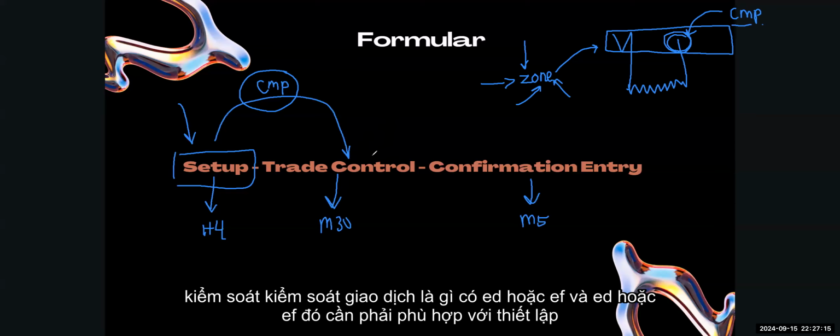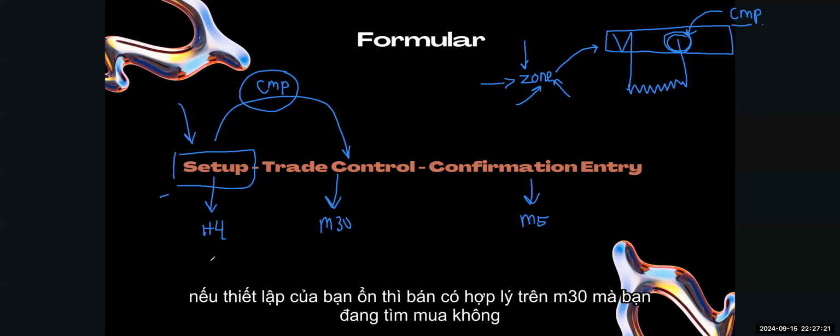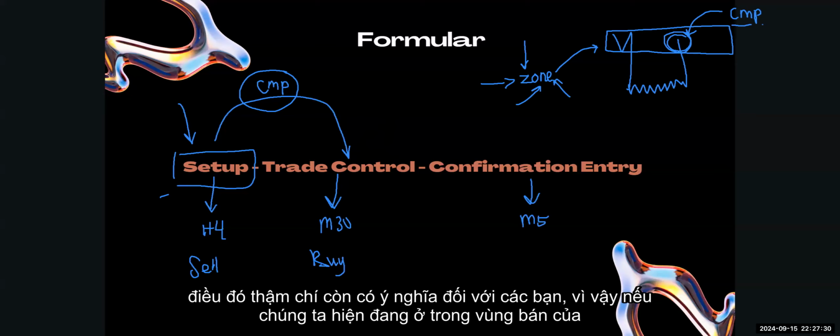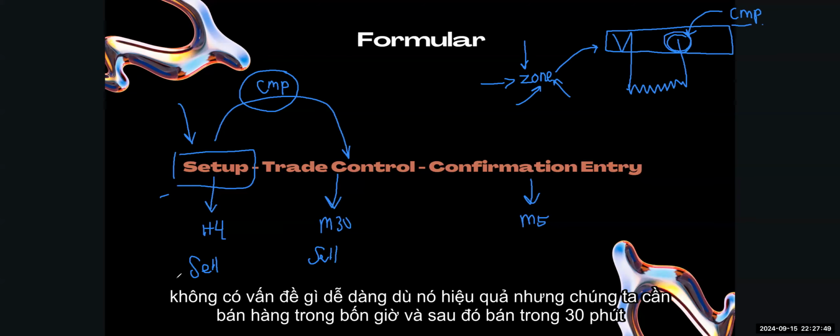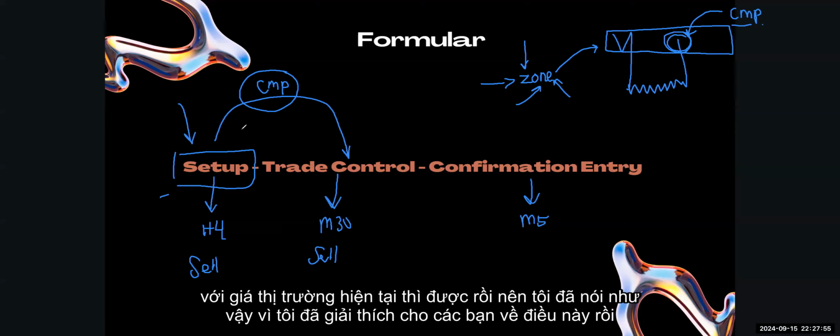And that EG or EF needs to be aligned with the setup. If your setup is saying sell, does it make sense on your M30 you're looking for buy? Does it even make sense for you guys? No, right? So if we are currently in the sell zone, of course, once we focus on the current market price, what we're looking for is trade control for sell. No matter if it's EG or EF, we need to have a 4-hour sell and then a 30-minute sell at the current market price.